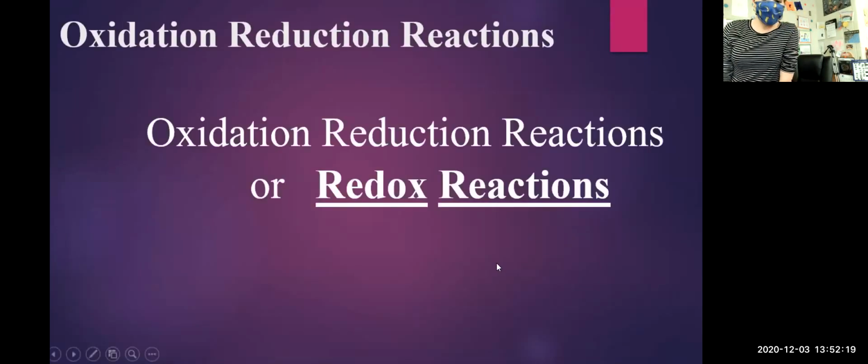Okay, so now we're going to switch gears a little bit, and we're going to talk about oxidation reduction reactions. REDOX reactions. Okay, so oxidation reduction reactions are also known as redox reactions. This is a specialized type of reaction.